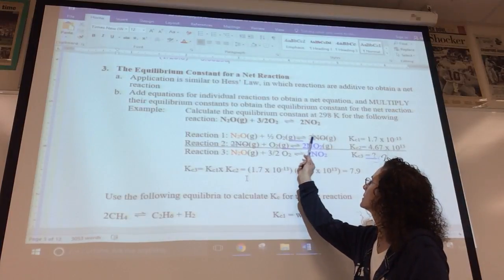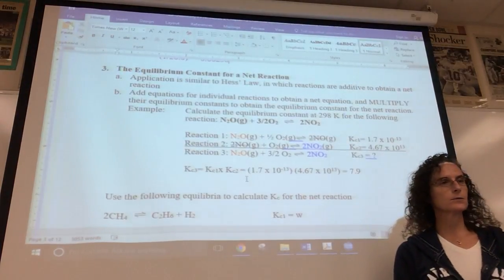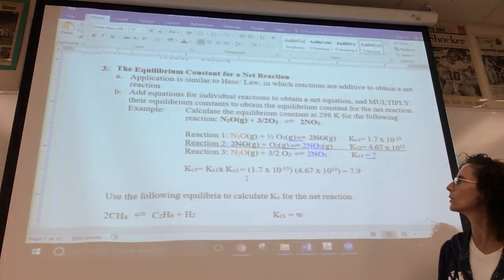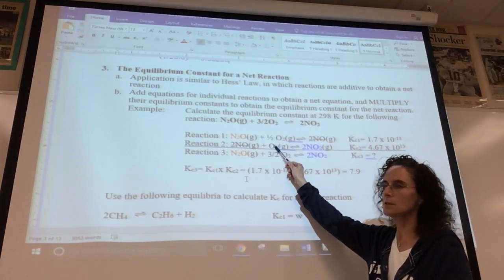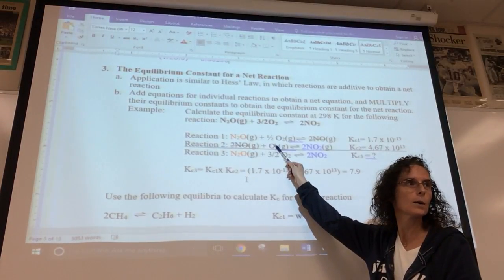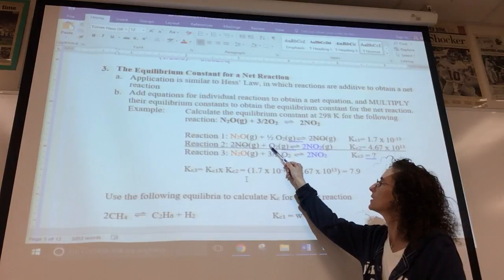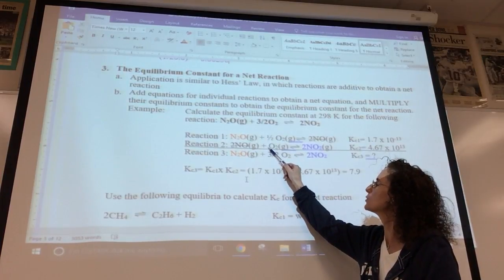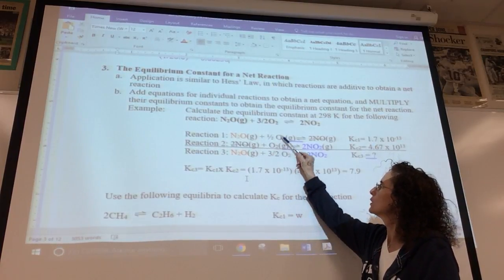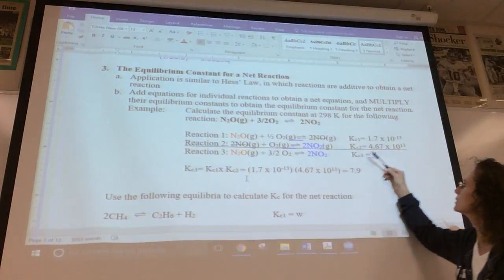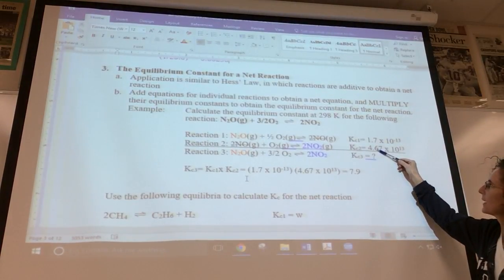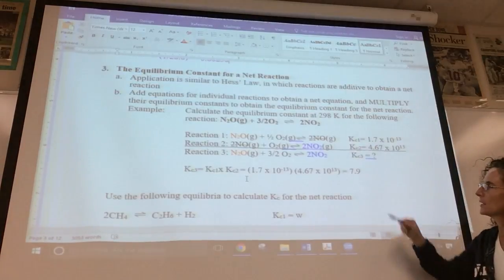These two substances cancel. They're on opposite sides of different equations with the same coefficient. These two substances are on the same side of the equation, so I'm going to add them. And this is 1 1/2, or 1/2 plus 2/2 is 3/2. So these add to be this, so then I multiply the Kc values shown here.